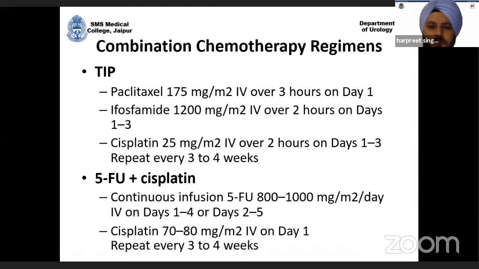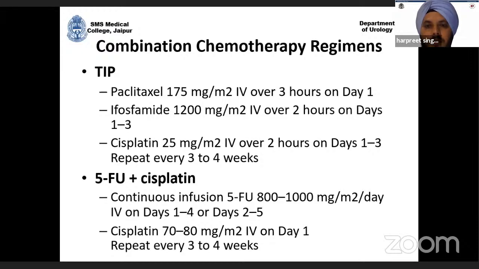This is the combination chemotherapy regimen. In this, there is a taxane, ifosfamide, and cisplatin. Paclitaxel is given at 175 milligrams per meter square IV over 3 hours on day 1, ifosfamide on days 1 to 3, and cisplatin 25 milligrams per meter square should be given on days 1 to 3, and it should be repeated every 3 to 4 weeks.